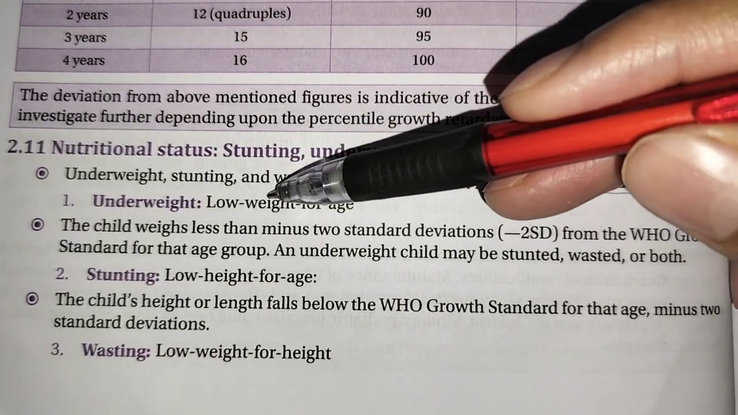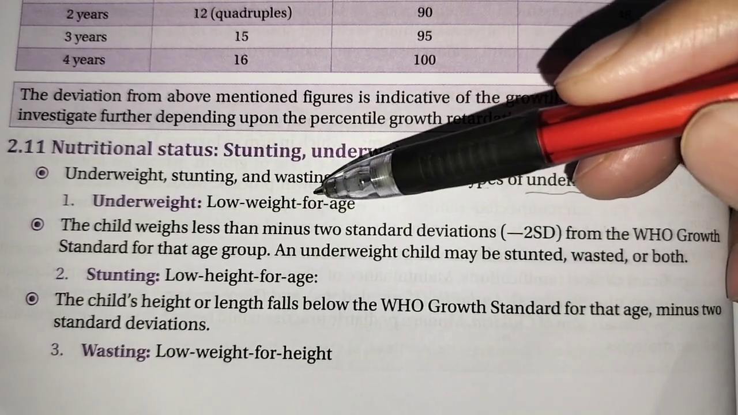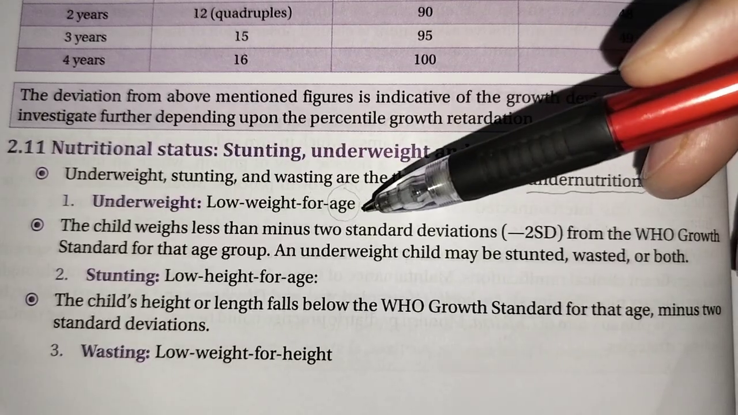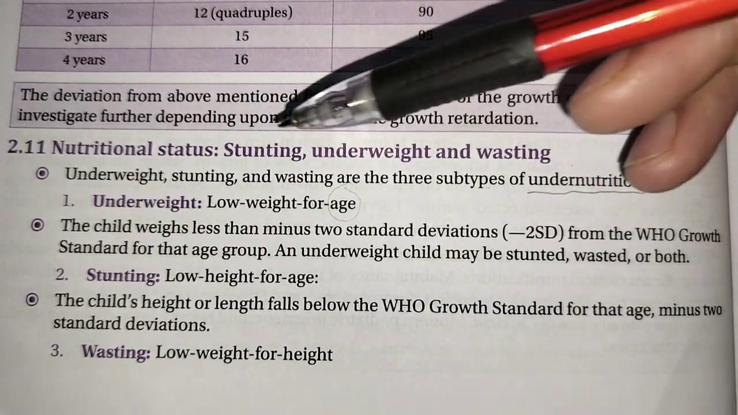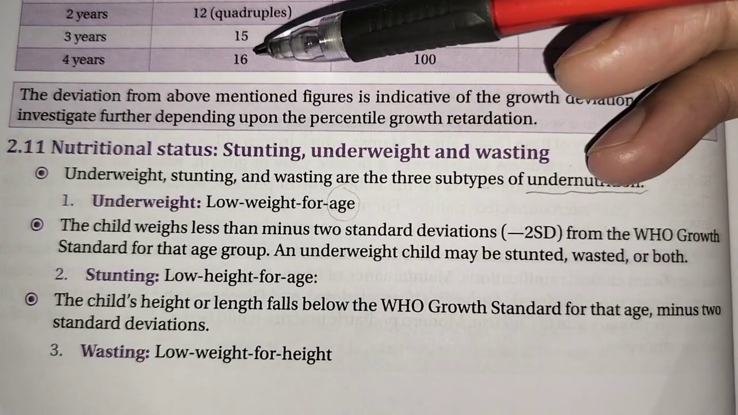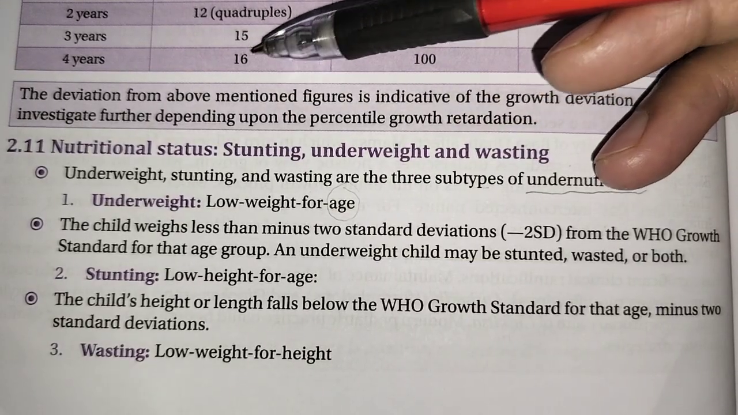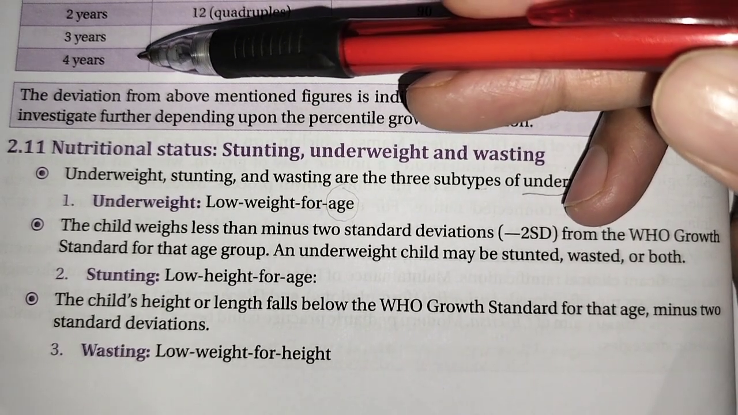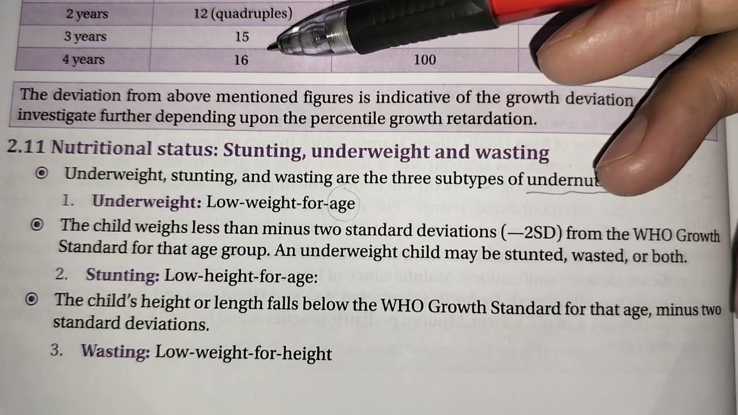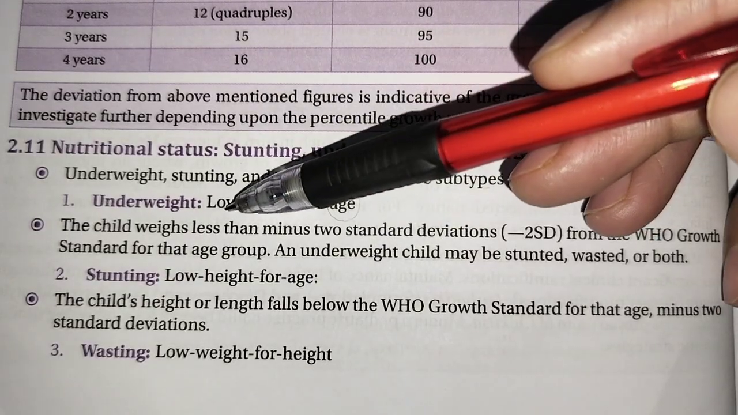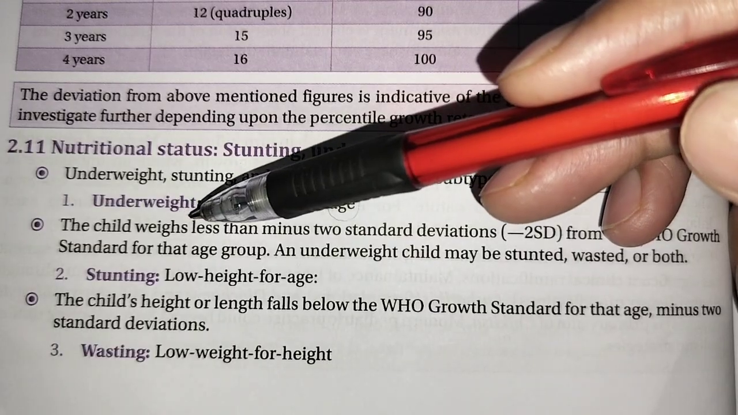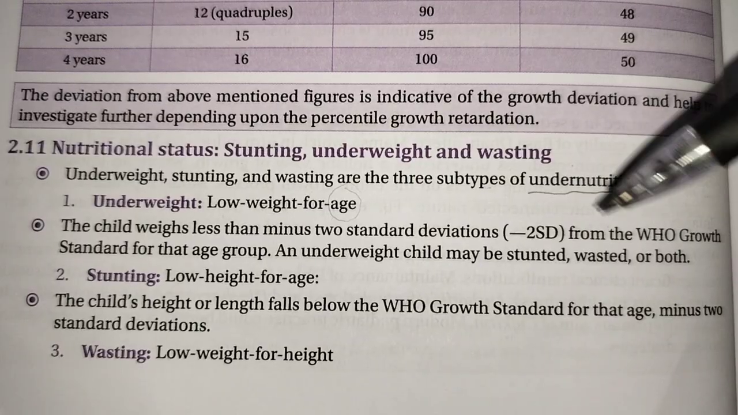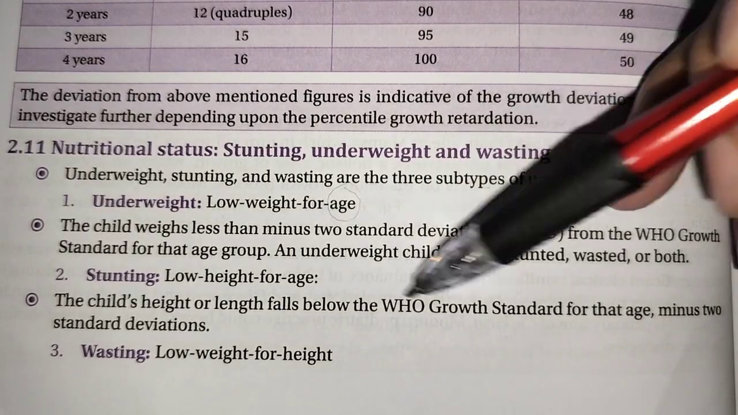Underweight, we know, is low weight of the baby with regard to the age. As we recently saw in the chart, if the baby is 4 years old and weighs 9 to 10 kg, it is an underweight baby, right? The appropriate value is 16 kg for a 4 year old, correct? So a child who weighs less than minus 2 standard deviations according to WHO should be considered an underweight child.